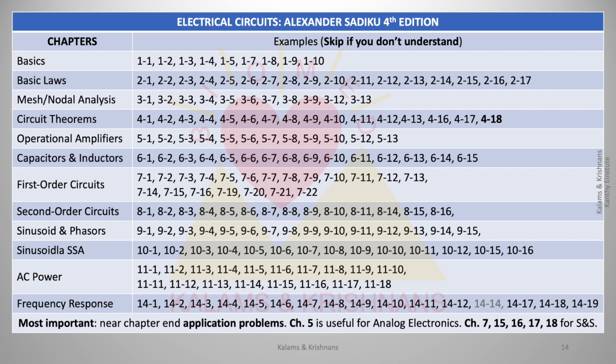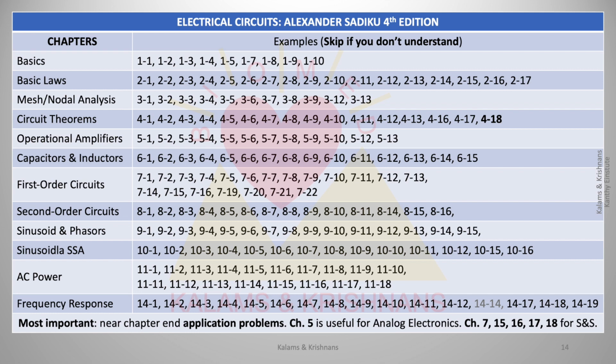Examples that are there towards the end of the chapter, examples that are based on applications concerning theory in each of the chapters. These application-oriented examples are specifically very relevant for GATE. So once you cover the basics, make sure you are able to solve at least the application-oriented examples that are near the end of each chapter in this book.